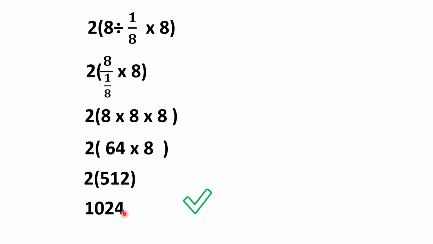So please do not get trapped in this question. This kind of question is mostly given in MCQ type questions, and people solve it in a hurry and get trapped in this trap. So please do not be trapped. First convert this like this, and then solve. So this is your answer.